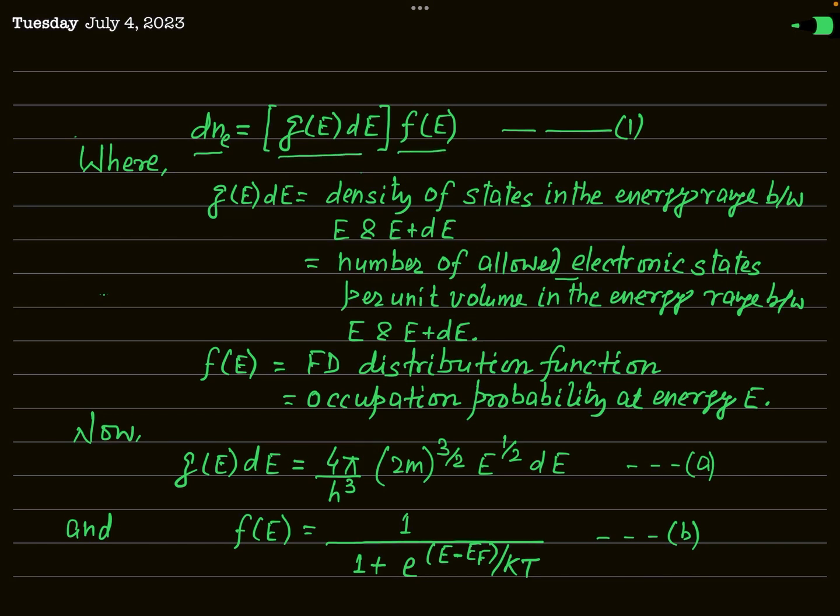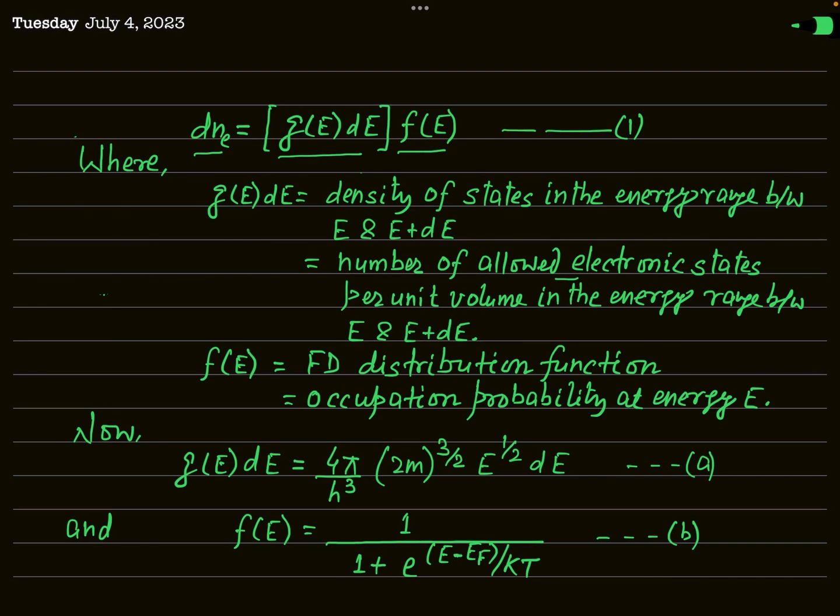Can you remember this formula? This result we have discussed in great detail in my playlist of statistical mechanics in the chapter Fermi-Dirac statistics. So if you have not watched that video till now, you must go through that video. Okay, I will suggest you.